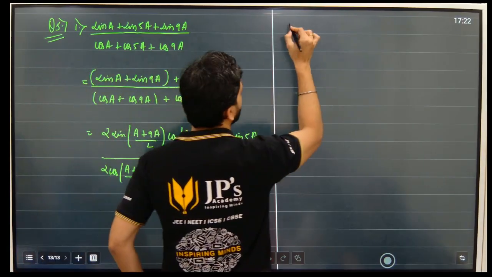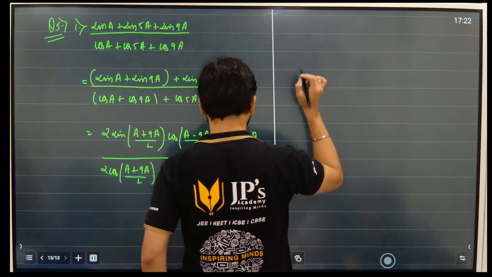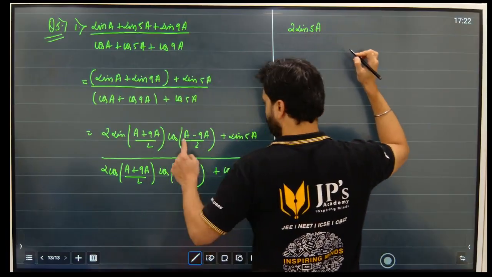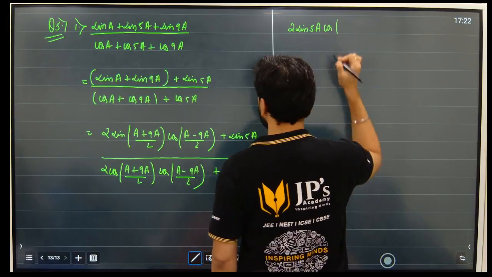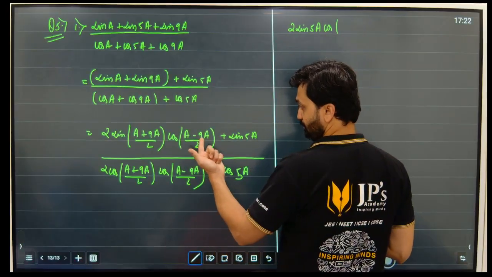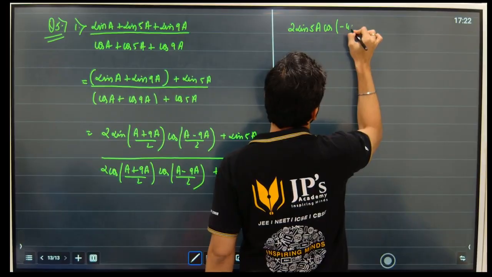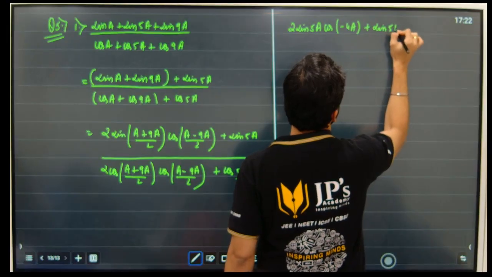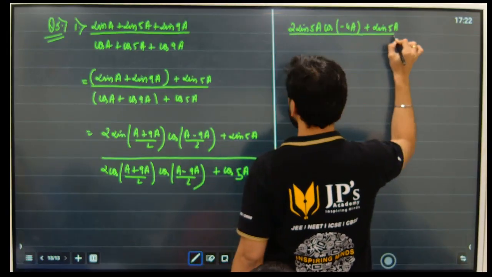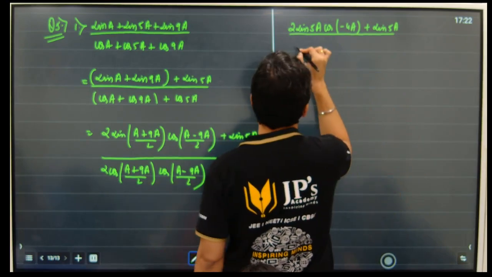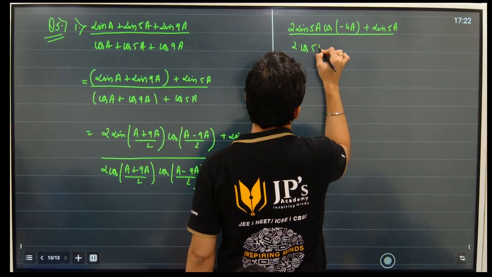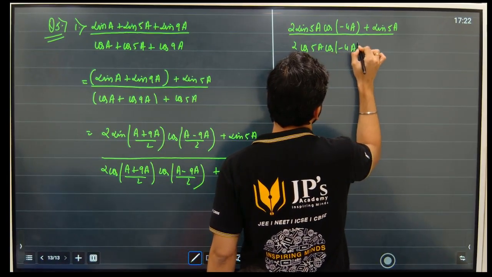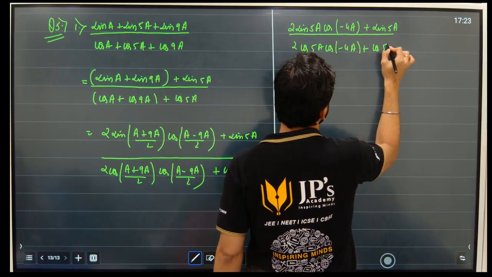Very good. So 2 sin 5a into cos of minus 4a plus sin 5a, the whole upon. Guys, tell me about the denominator. What will this become? 2 cos 5a. If you solve this, this will become cos of minus 4a plus cos 5a.